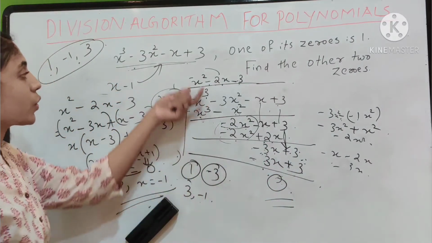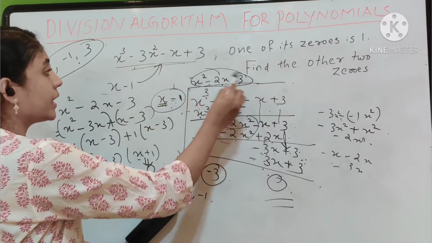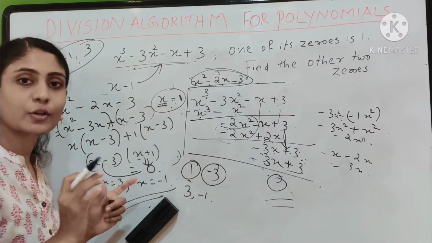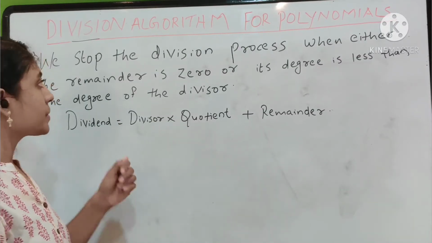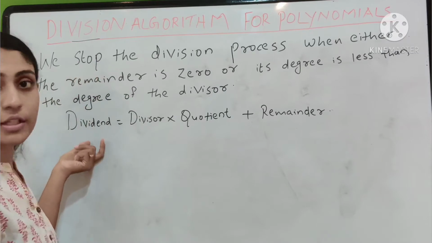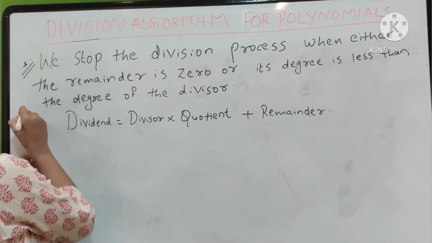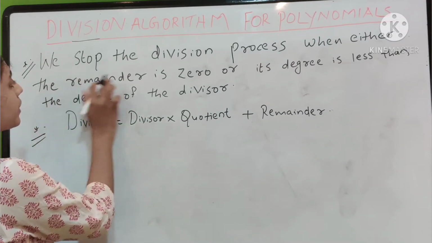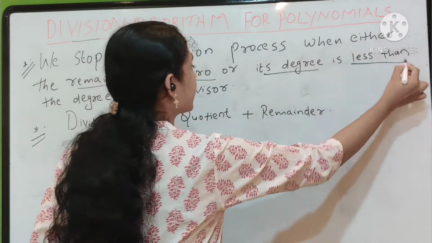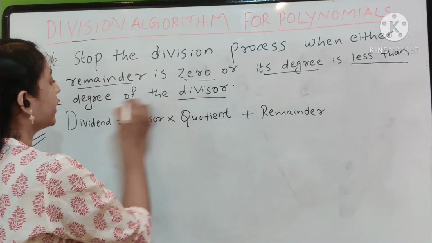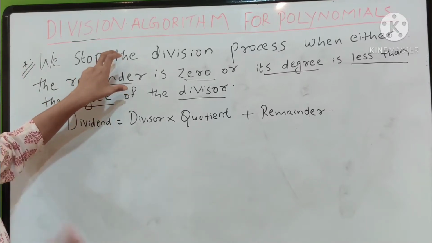So the remainder is 0 and the quotient is x square minus 2x minus 3. We have to split the middle term of this equation so as to get the other two zeros of this particular polynomial. Before doing problems, please note these 2 points in your notebook. First one, we stop the division process when either the remainder is 0 or its degree is less than the degree of the divisor. I will explain this point with an example.